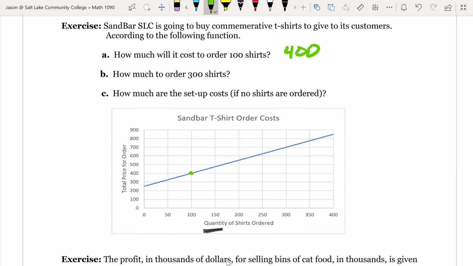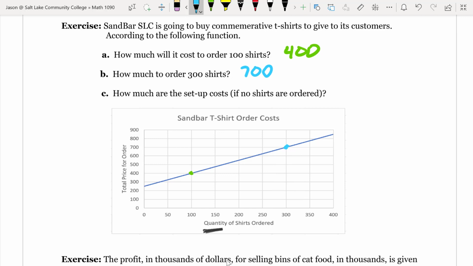Okay, how much to order 300 shirts? Okay, so we know the quantity again. So our quantity is 300. So we go up to the graph and we get this point, and we see that it's related to a cost of 700. Okay, so yeah, it's going to cost more to order more shirts. That makes sense.